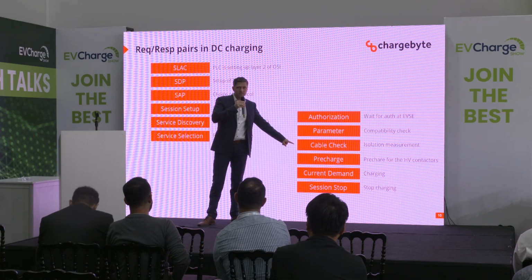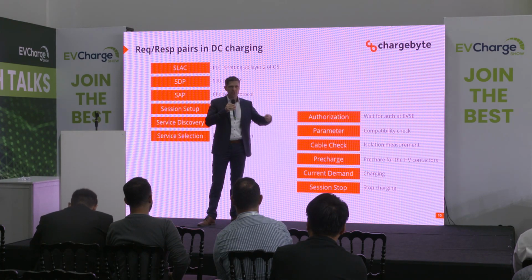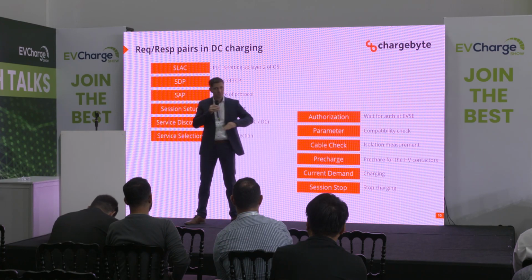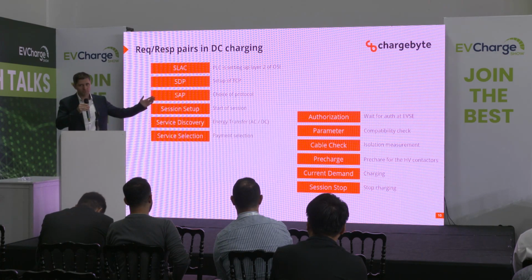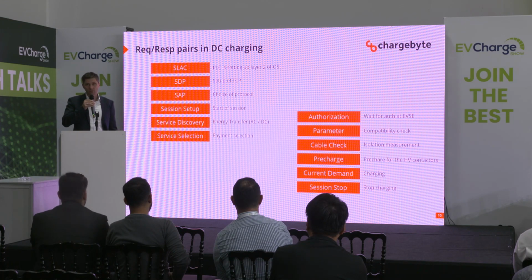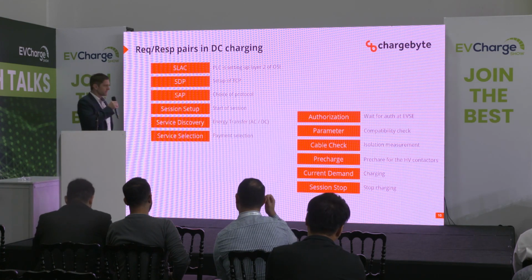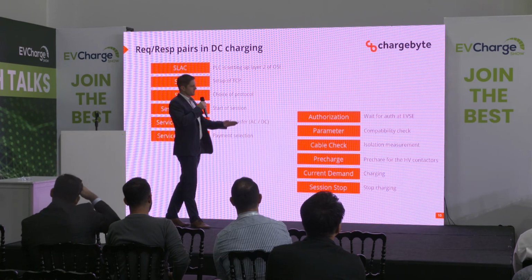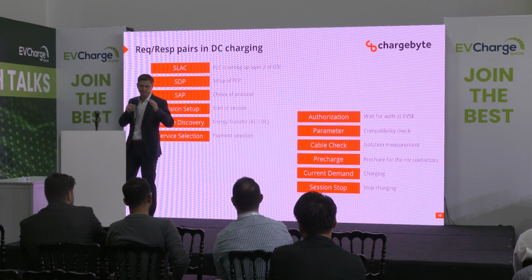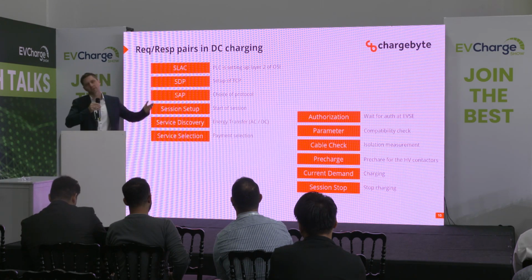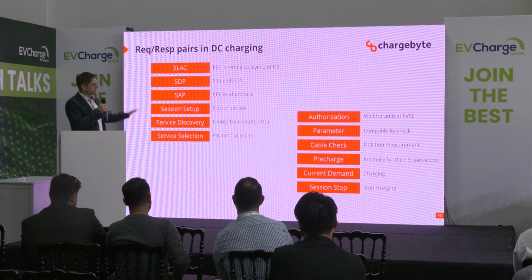After you do the checks, you do the cable check to see if the isolation is fine. Then you pre-charge your system. The charging station is pre-charging the system to your target voltage. And if you did that, then you can start with the current demands. So the high voltage switches are clicking, and then current is drawn, and then you can charge. And after that, you can stop, pause the charge, and re-enable it again. But that's the basic stuff you have to go through.